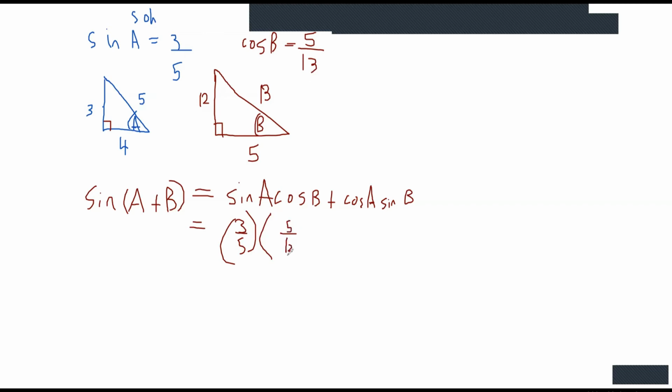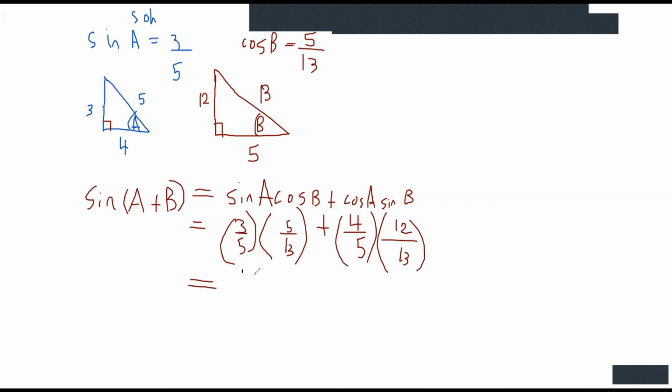Then now we need cos A. Now this is where it is weird. You need cos A. Cos A is adjacent over hypotenuse. So in the first triangle, the adjacent is 4 over the hypotenuse of 5. Then you need the sine of B. The sine of B is the opposite of 12 over the hypotenuse of 13. And now you can simplify this.